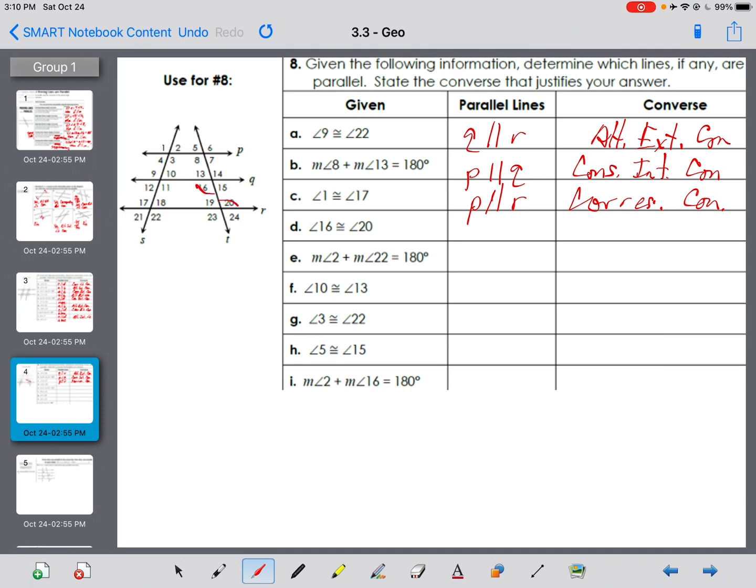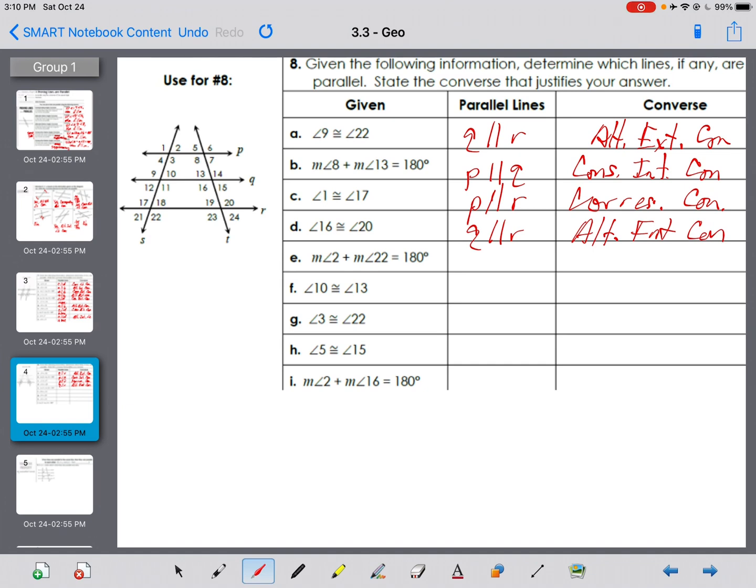Okay, 16 and 20. 16 and 20. These are the ones going. That's what's being cut. So Q is parallel to R. And that's alternate interior. Alternate interior converse. All right, give it a pause here. Try E through I, and let's see what you get.